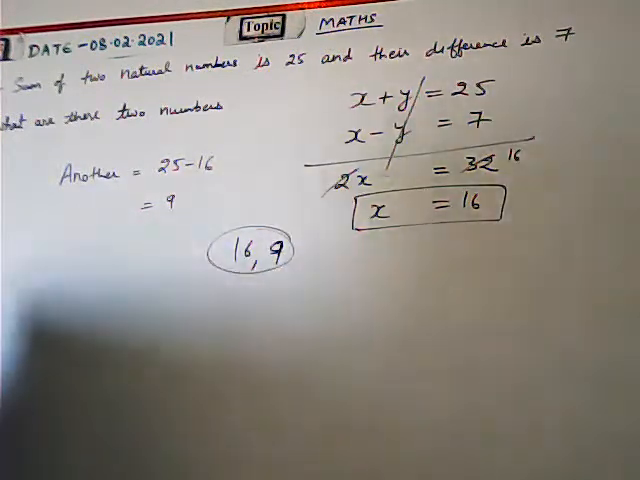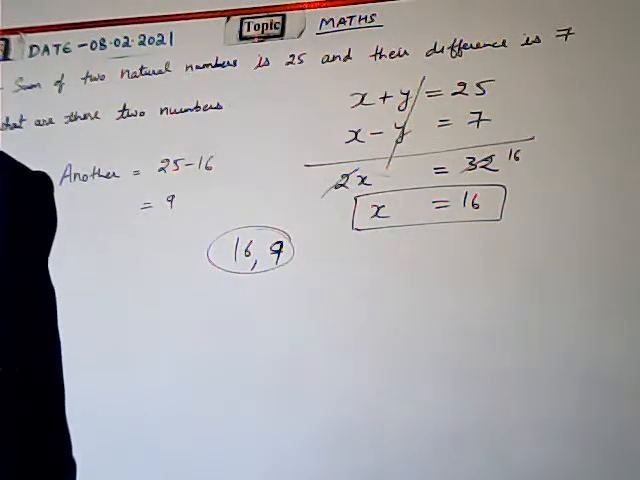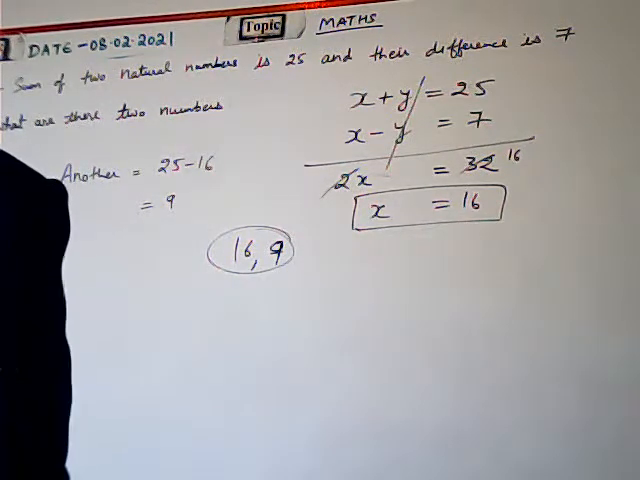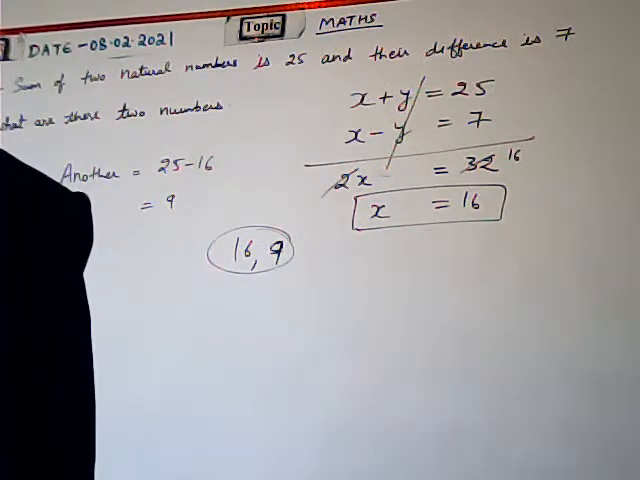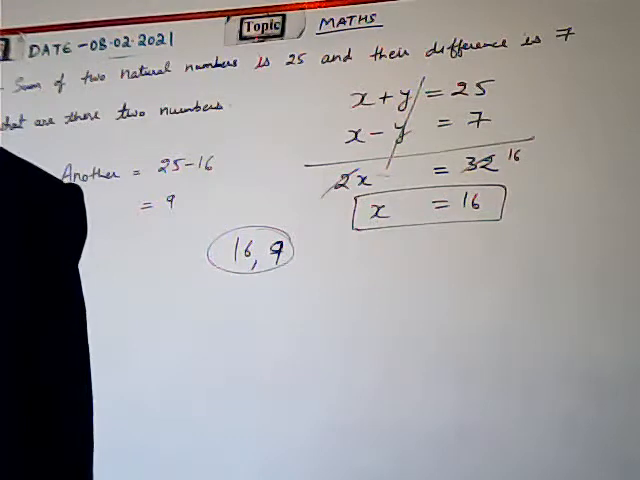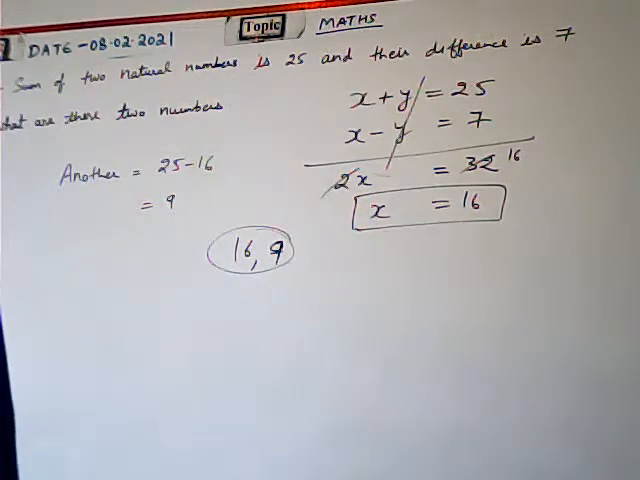And their difference is 7, right? What is their difference? So here we have 9 and 16, very right. Sugandha also very right, and Sneha very right. The numbers are 9 and 16. Okay, let's take a few more questions.